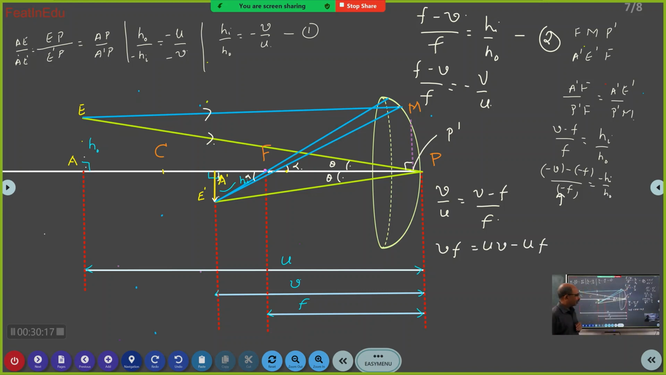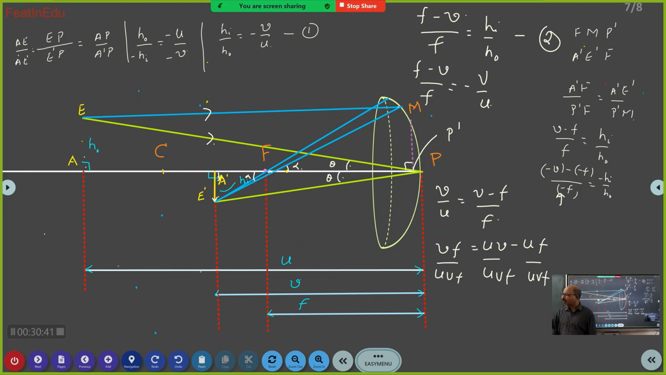So I get a term BF is equal to UV minus UA. Cross multiply. Now what do you do? You divide the full equation by UVF. Understood? So you divide this by UVF, divide this by UVF, and divide this by UVF.